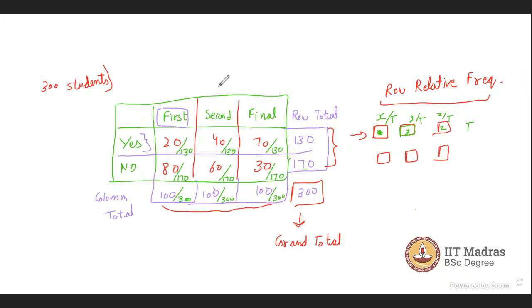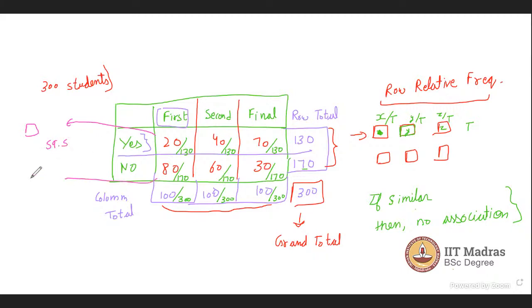If the row relative frequency is similar for all the rows, then we say that there is no association. We will come to why that is. Similar or equal? It is a very rare case that they will be exactly equal. So let's assume, suppose my first observation over here is, say, 59.5, and this is somewhat 60%.